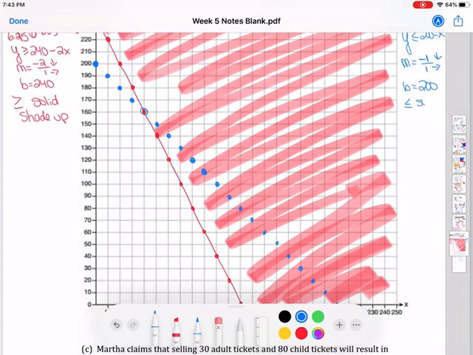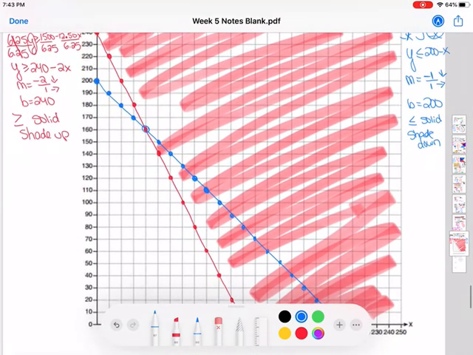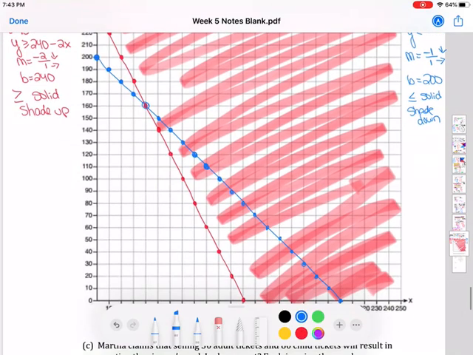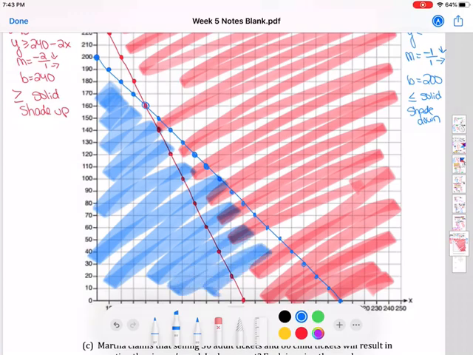All right, now this symbol is a less than or equal to, which means it's also going to be a solid line. But because it's less than, you're going to shade down. So a solid line shaded down. And this line also does not have any arrows at the end, for the same reason that the other one didn't: you can't have negative ticket values.